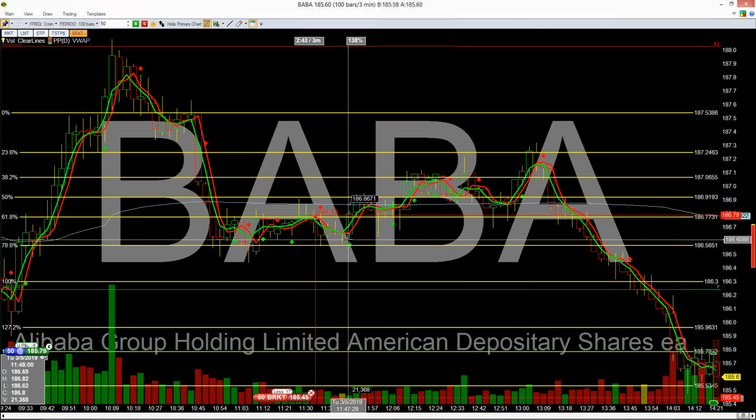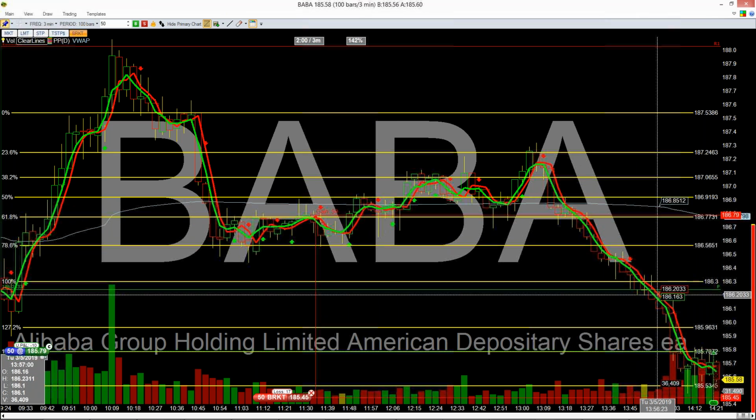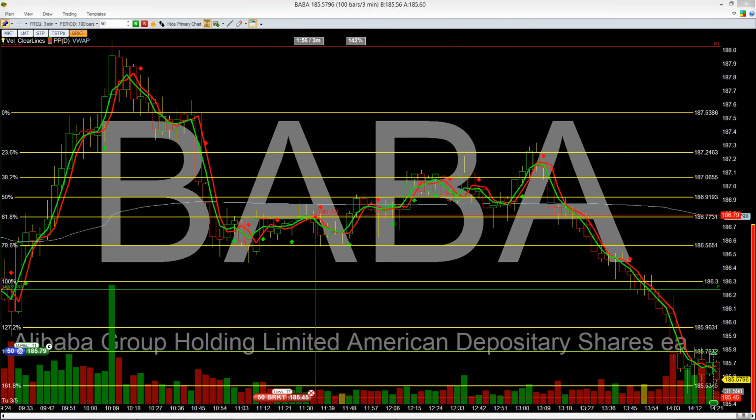We use three different indicators to help us figure out potential targets. We use pivot points, we use Fibonacci levels, and we use volume weighted average price. When you begin to get a confluence of multiple levels, those tend to be strong magnets. So I can guess that if BABA were to bounce, and it actually is rolling back down, so it may not, but if it were to bounce from here, I've got a couple of potential targets.